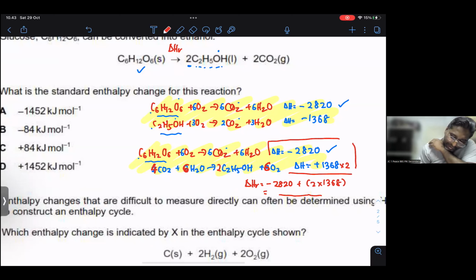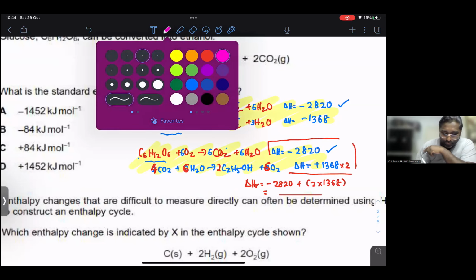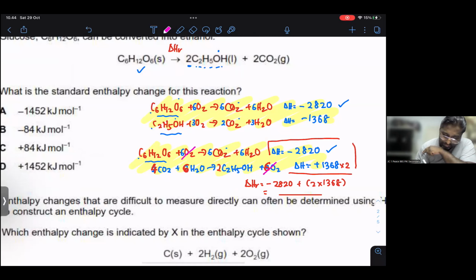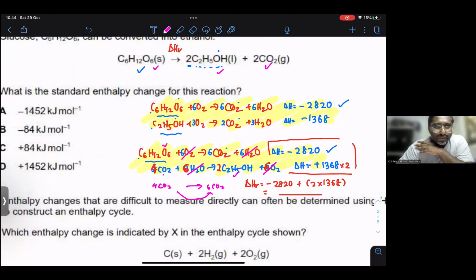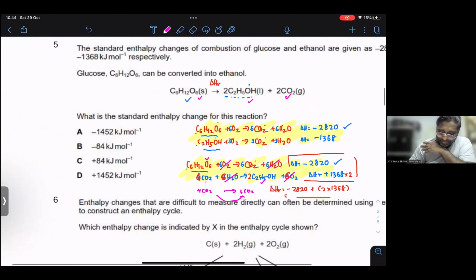But if you still have doubts, how come this one will give me this? I already told you, you can always cancel, cancel, cancel, and cancel. And you will be able to see that you see 4CO2 on my left. On my right, there is going to be 6CO2, like maths. You bring it over here, 6 minus 4, you will get 2CO2. So it's balanced. So what is the answer over here? Can someone help me to calculate? Number 5.